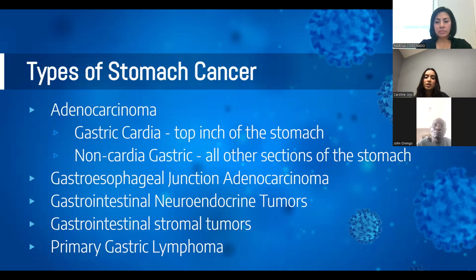And some types of stomach cancer that we want you to focus on are adenocarcinomas, which is the most common type of stomach cancer, and it begins in the mucus-producing cells in the innermost lining of the stomach. This can further be broken down into gastric cardia and non-cardia gastric. Gastric cardia is in the top inch of the stomach versus non-cardia gastric, which is in any other section of the stomach. There's also gastroesophageal junction adenocarcinomas, which is a type of cancer where the esophagus meets the gastric cardia at that junction point.